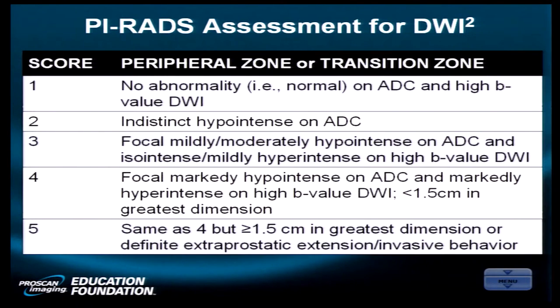There's something you're going to see called B. What does B stand for? B stands for the power and the efficiency and the rapidity on and off of the diffusion gradients. The higher the power and the faster you turn them on and off, the more sensitive they are for micromolecular motion. So you can play with those gradients in increments.